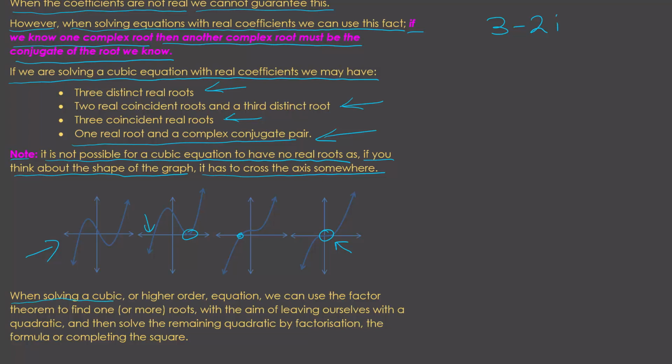When solving a cubic or higher order equation, we can use the factor theorem to find one or more roots with the aim of leaving ourselves with a quadratic, and then solve the remaining quadratic by factorization, the formula, or completing the square.